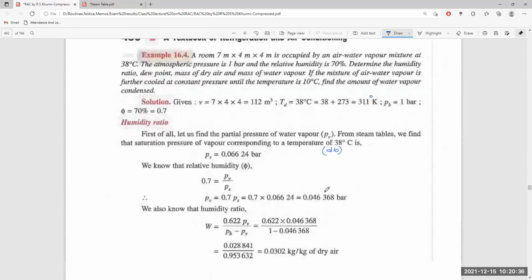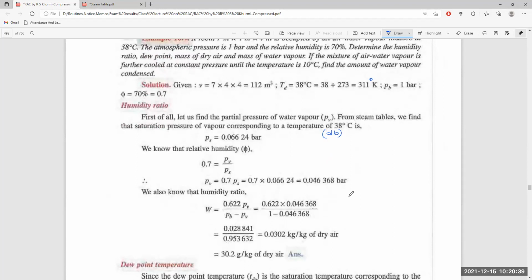So here we got the saturation pressure. The relative humidity is given, then vapor pressure divided by PS. PV, the partial pressure of vapor, will be 0.7 into PS, 0.7 into 0.066, that is 0.046 bar. Now the humidity ratio will be W, partial pressure of vapor divided by barometric pressure minus partial pressure of vapor. If we put in the respective values, we will get the humidity ratio as 0.032 kg per kg of dry air, or 30.2 gram per kg of dry air.